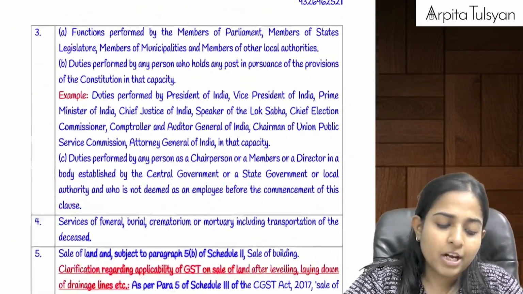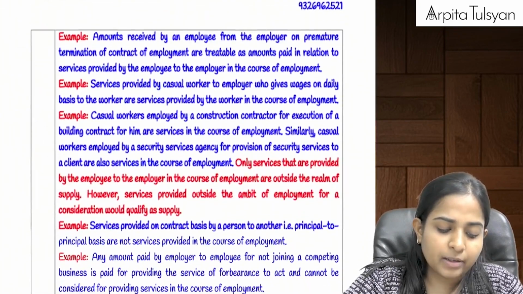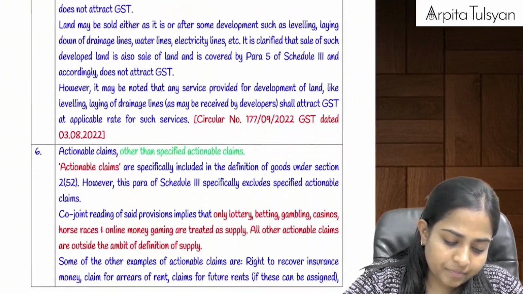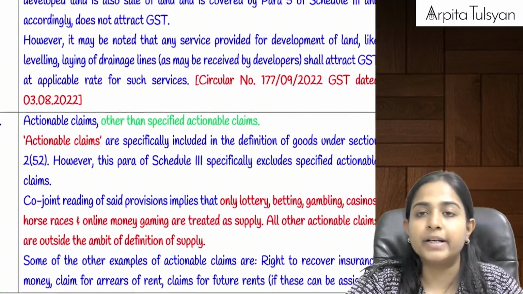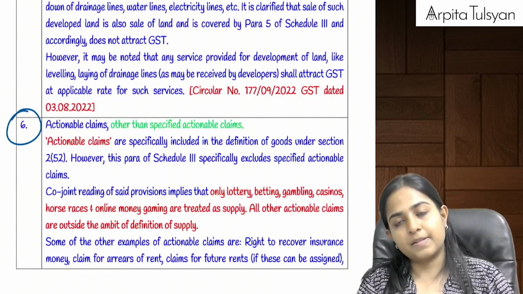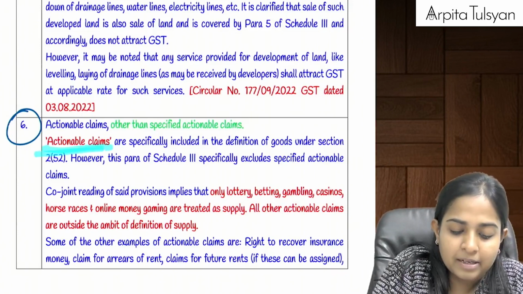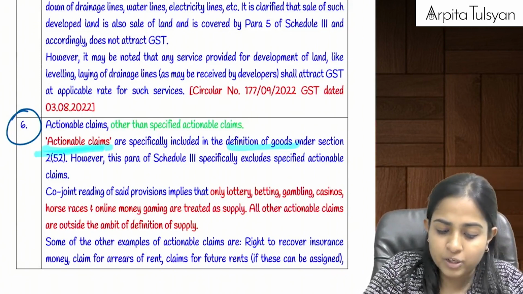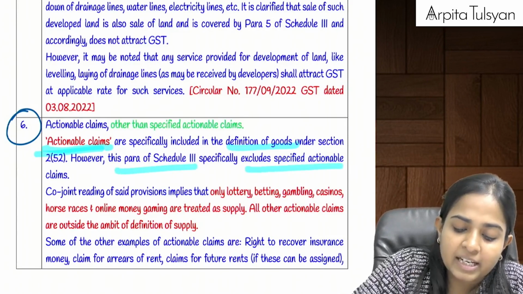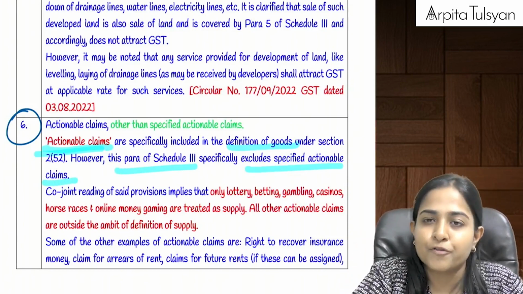Here, everyone, schedule number 3, for which I had given you the reference. Schedule 3 contained all those transactions which were not considered as a supply, right? Now see here, just try to understand. In that 6th one, actionable claims. What we had studied is that actionable claims were included in the definition of goods. But para 6 of schedule 3 specifically excludes specified actionable claims. Just now we studied the definition of specified actionable claims.